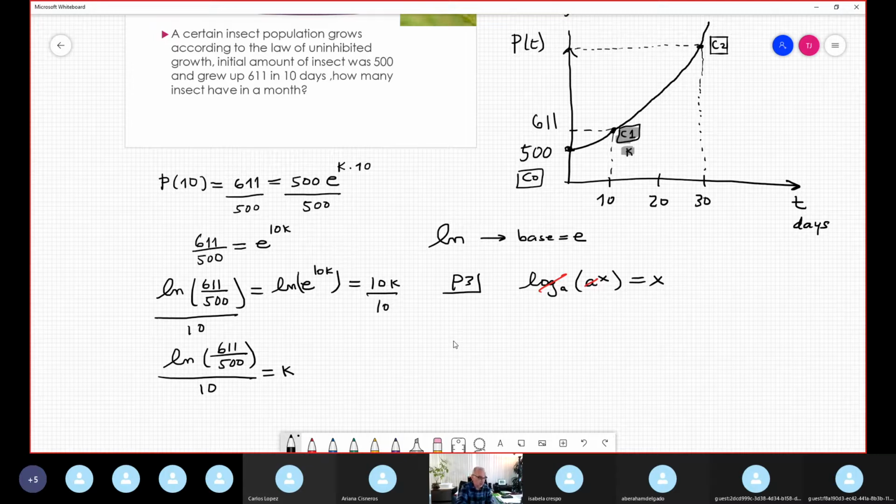Suppose in my calculator, I have two calculators here on the desk. One sophisticated and one cheaper, right? In the cheaper one, I put natural logarithm of 611 divided by 500, everything inside the parenthesis, close the parenthesis, division by 10. I press enter. I get approximately, because I truncate it, 0.002. Yes or no?